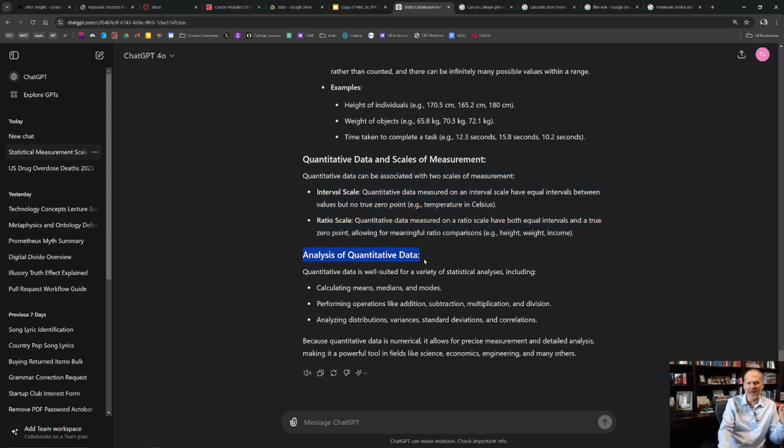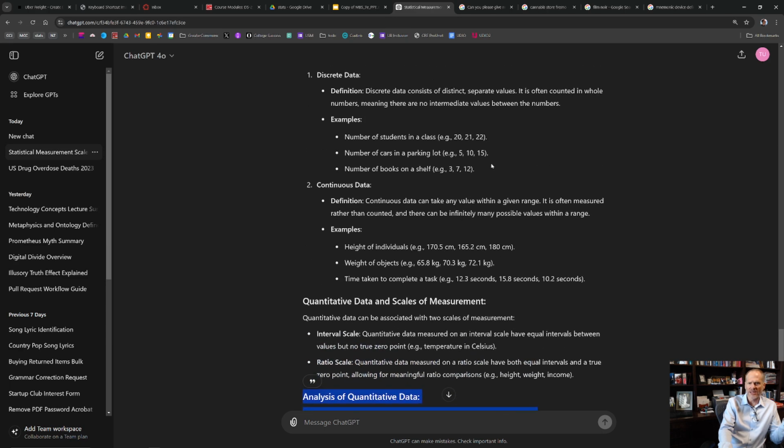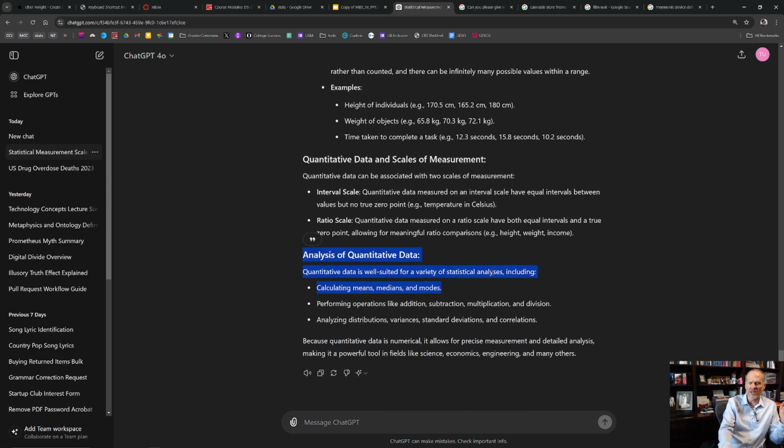Analysis of quantitative data. Quantitative data is well suited for a variety of statistical analyses, including calculating means, medians, modes, right? With numbers, we could do addition, subtraction, multiplication, and division, analyzing distribution, variances, standard deviations, and correlations. And because quantitative data is numerical, it allows for precise measurement and detailed analysis, making it a powerful tool in the fields of science, economics, engineering, statistics, and many others, right?